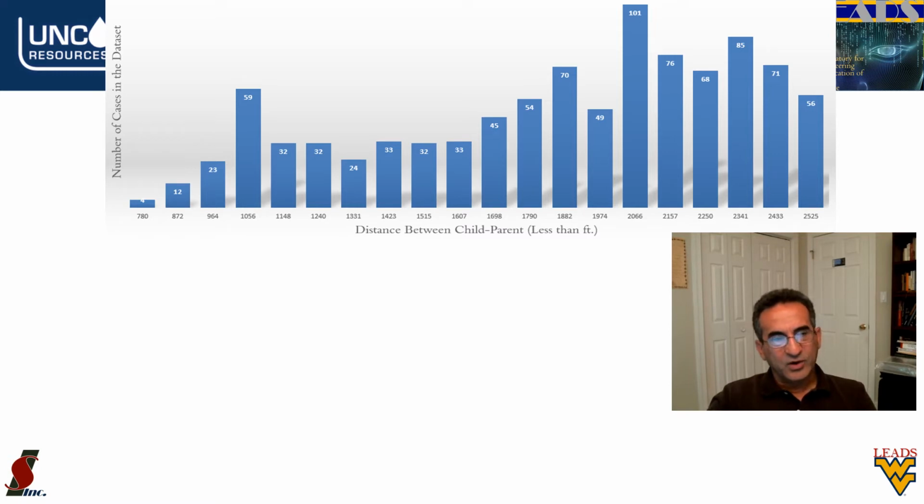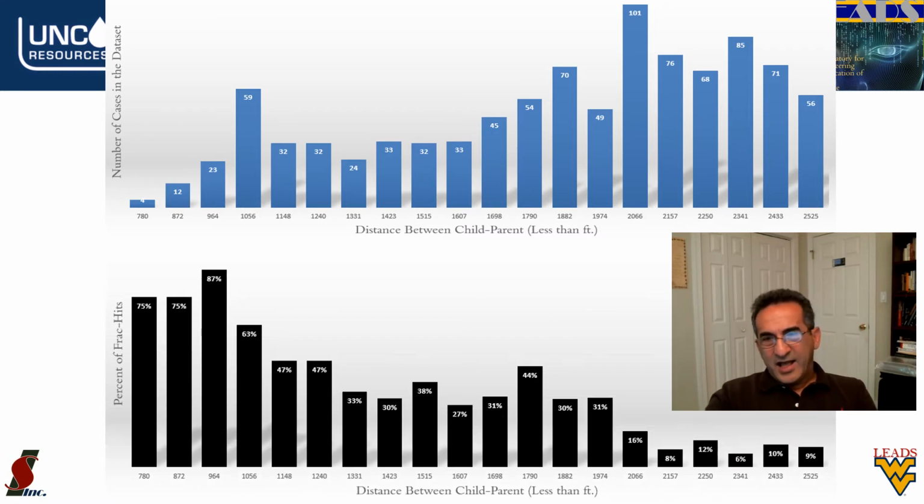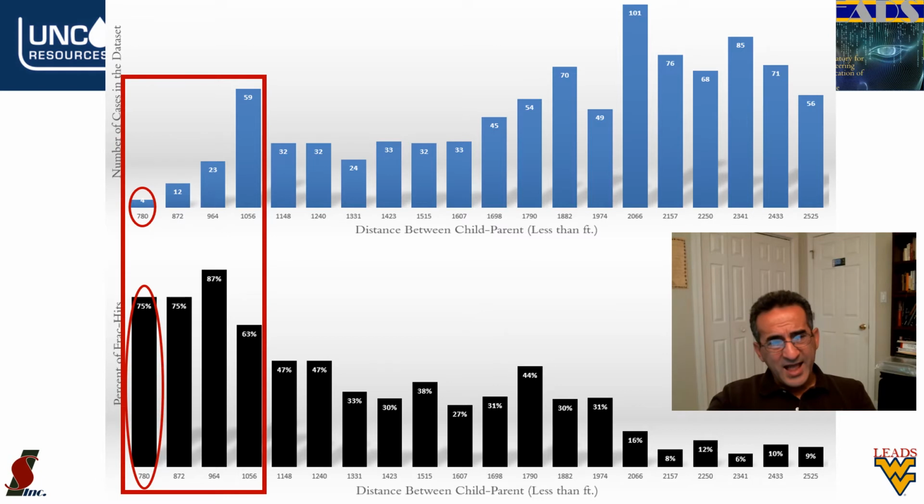We have 12 wells that have this amount of distance, and so forth. And then you can see what the state of frag hit is: 75% of this, 75% of this, 87% of these, 63% of these. And as you see, as the distance goes high, the percent of frag hit goes low. And when it's less than 1,500, you see a very, very high amount of frag hit.